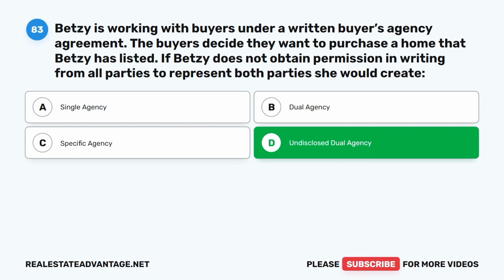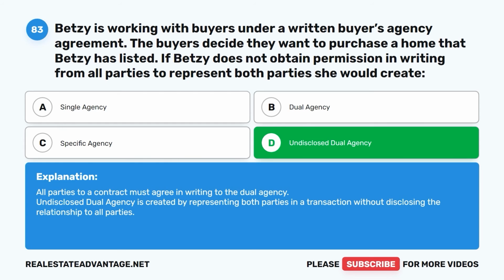Undisclosed dual agency. All parties to a contract must agree in writing to the dual agency. Undisclosed dual agency is created by representing both parties in a transaction without disclosing the relationship to all parties.